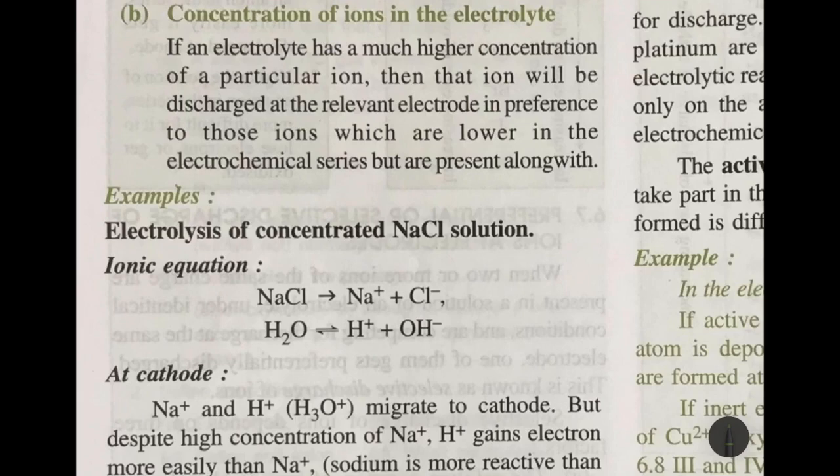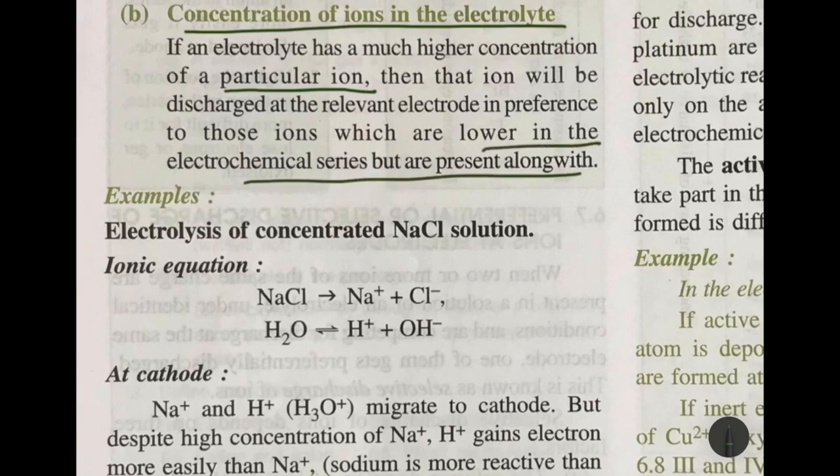Now, when we take the concentration of ions in the electrolyte into consideration, remember, if an electrolyte has a much higher concentration of a particular ion, then that ion will be discharged at the relevant electrode, in preference to those ions which are lower in the electrochemical series but present along with it.